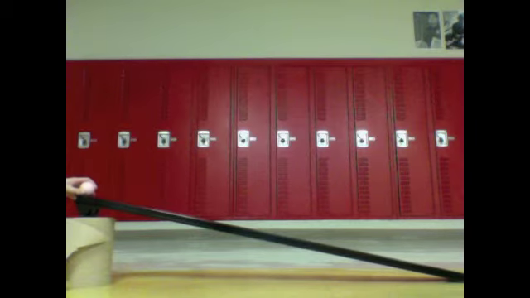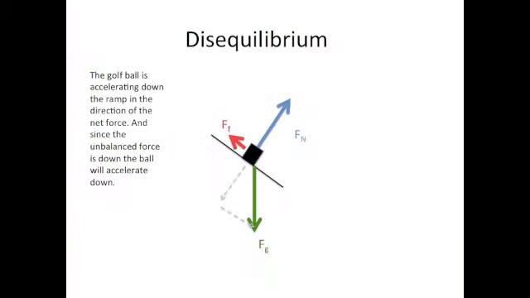When an object is in a state of disequilibrium, the object is not balanced. This golf ball is demonstrating disequilibrium because it is accelerating down the ramp in the direction of the net force.